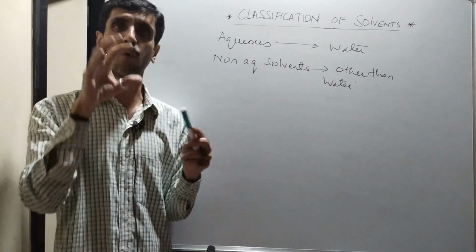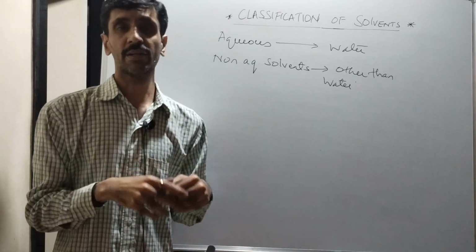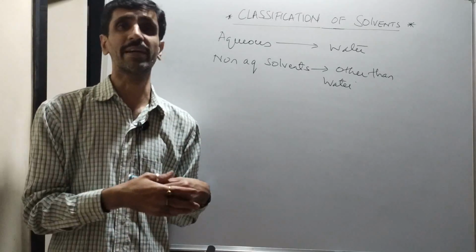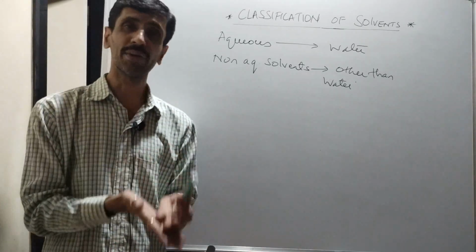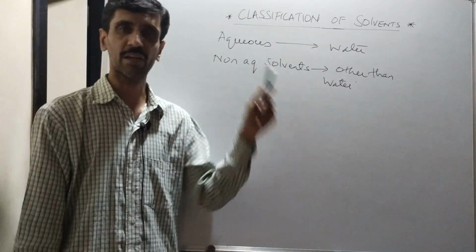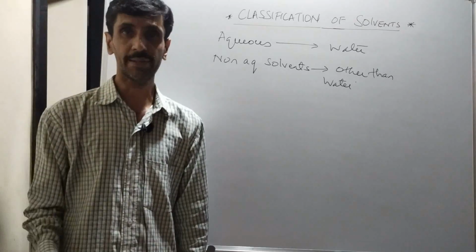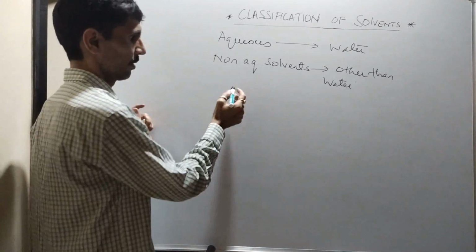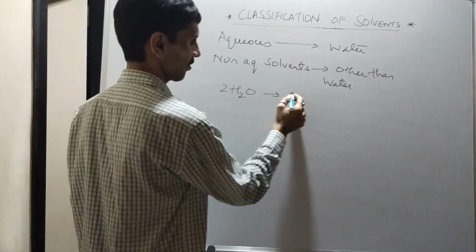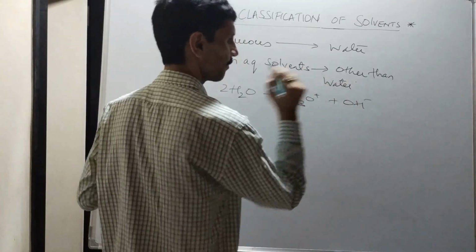So aqueous means water, and all the solvents other than water, okay, we can have HF, HCl, benzene, carbon tetrachloride, N2O4, ammonia, etc. etc. Which category will they all come under? Non-aqueous solvents. Okay. Now you know very well water is a polar solvent. Now since it is a polar solvent, I can consider it like this. Suppose I take two water molecules, it gives me H3O plus and OH minus.